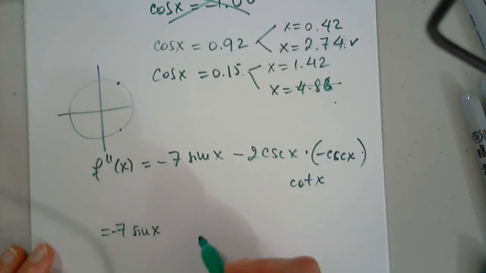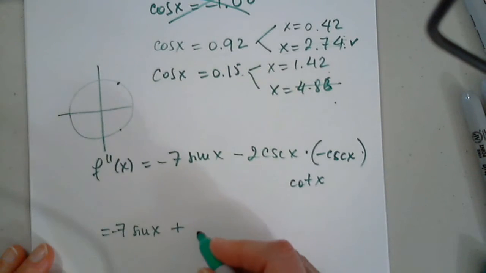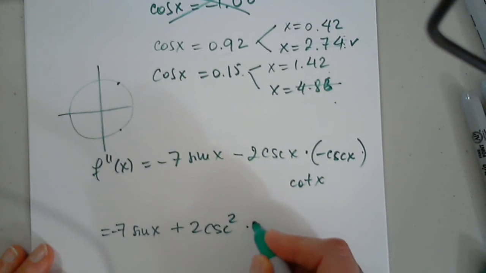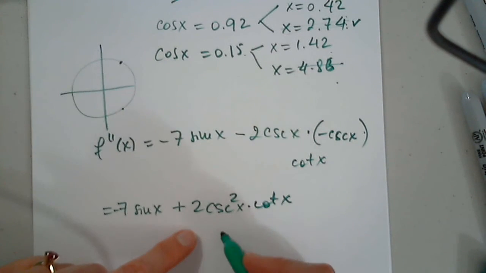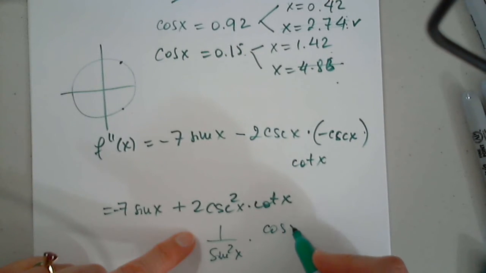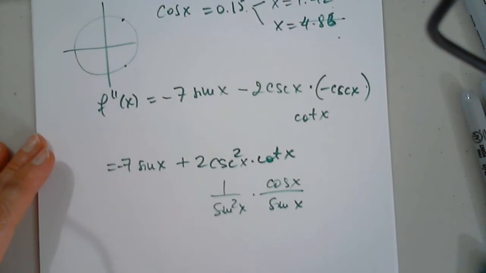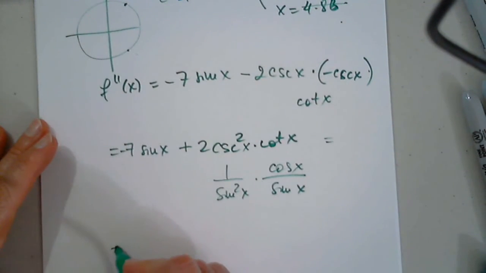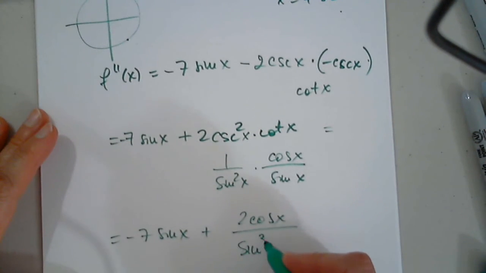Negative 7 sine x, positive 2 cosecant squared cotangent x. So cosecant is 1 over sine, squared. Cotangent is cosine over sine. So this is negative 7 sine x plus 2 cosine x over sine cubed x.